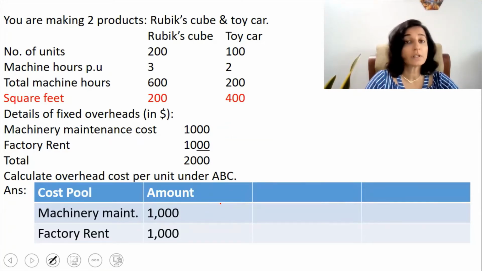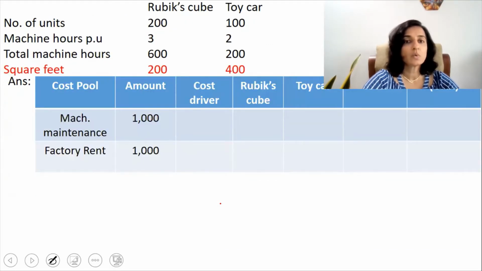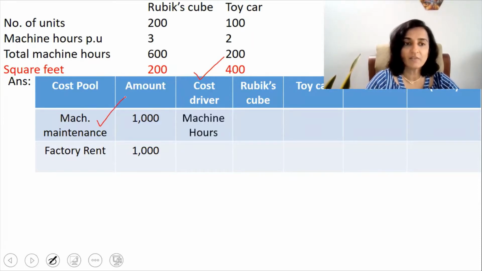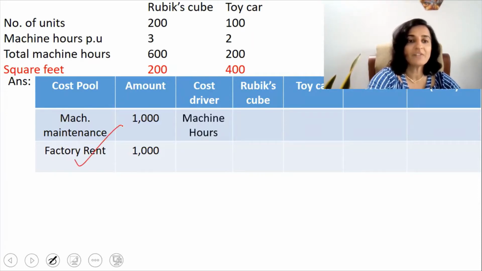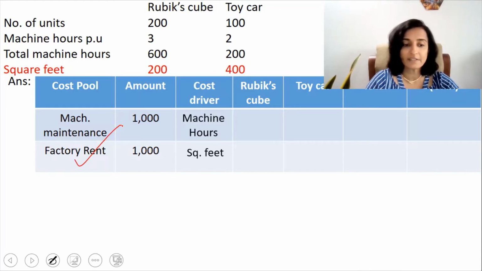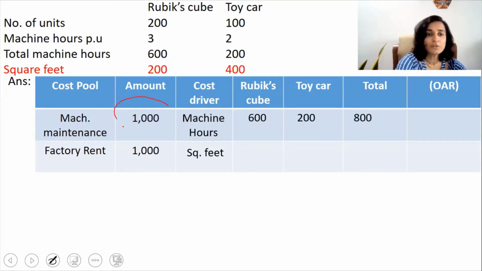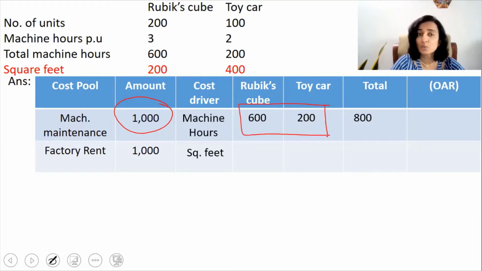Next, we will note down the cost driver relating to each cost pool. So the cost driver relating to machinery maintenance is machine hours, and for factory rent, it is the square feet. Now, the machine hours relating to Rubik's Cube is 600 hours, and for toy car, it is 200 hours, giving a total of 800 hours. So here, what are we going to do? We are going to divide $1,000 in the ratio of 600 is to 200.